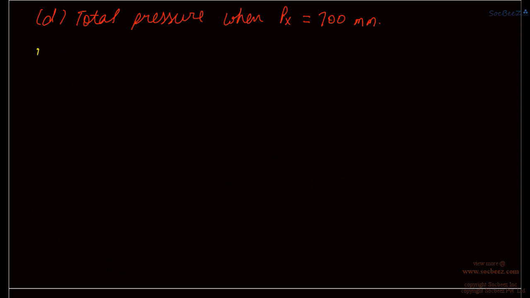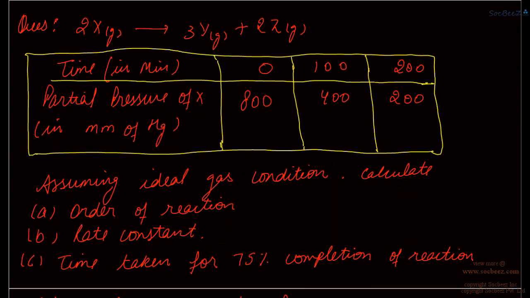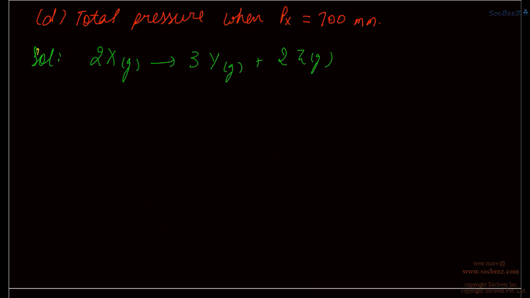Now, by the given data, we can observe, since the reaction is 2X giving us 3Y plus 2Z, that t half of X is constant. So t half of X is 100 minutes. Since the partial pressure of X is 800, it goes to 400 millimeter of Hg in 100 minutes. So partial pressure gets halved in 100 minutes. Further 100 minutes, partial pressure gets further halved. Therefore, T half of this reaction is 100 minutes.